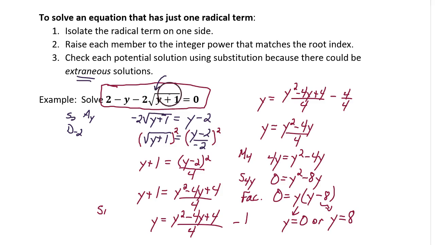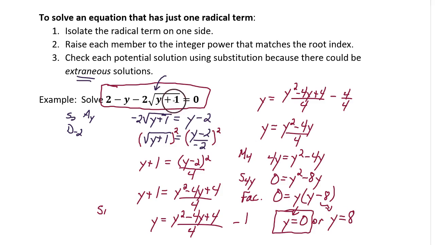0 plus 1 makes a 1, and the square root of 1 makes a 1. 2 times 1 makes a 2. So this whole part right here, that's 2. If we put a 0 right here, we have 2 take away 0, take away 2. And that does equal 0, so this answer checks out.